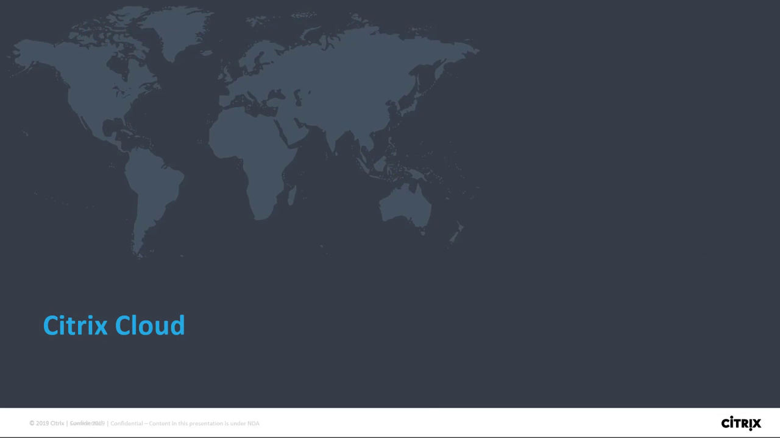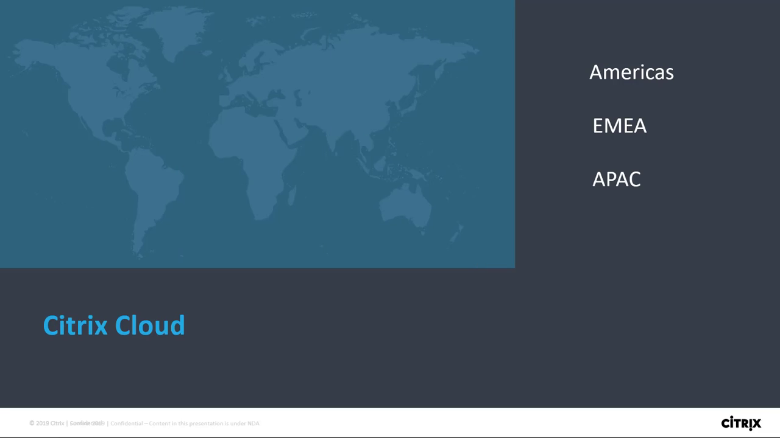Now, let's take a deeper look at the networking aspect here. So first, when you create your cloud, you're going to have one of 3 regions that it's assigned to. There's Americas, EMEA, and APAC.